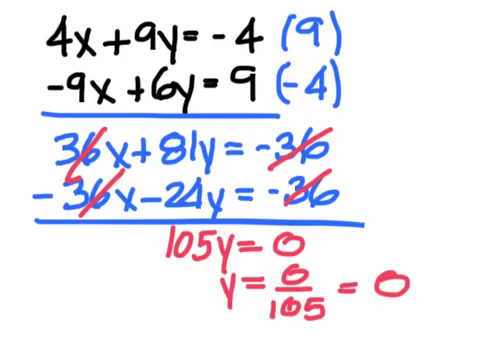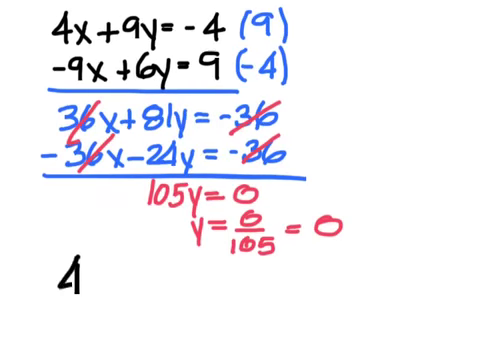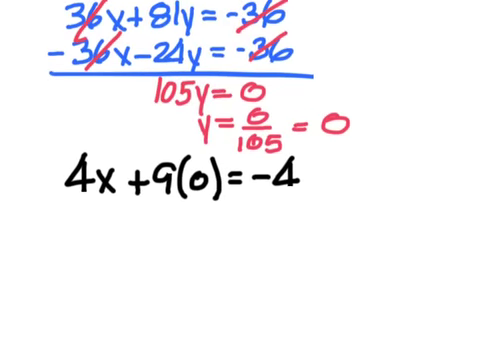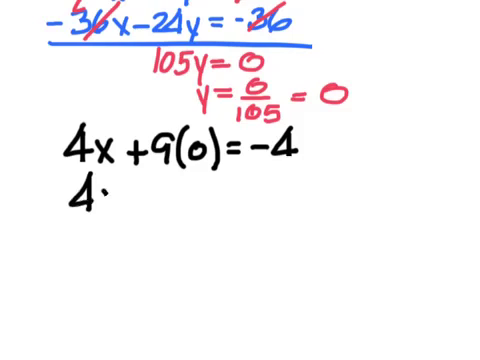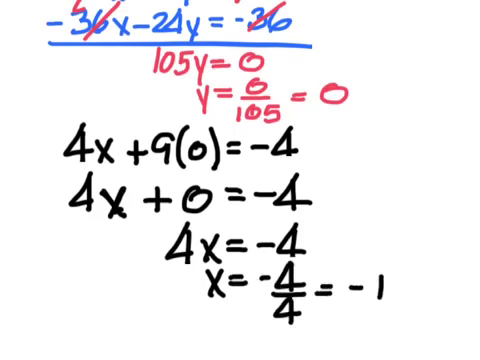Now I have to put 0 into one of my two equations. I'm going to choose the top one. 4x plus 9 times 0 equals -4. So 4x plus 0 is essentially going to eliminate that 9. So you're left with just 4x equals -4. So divide both sides by 4 and come up with a -1. Your answer should be -1, 0.